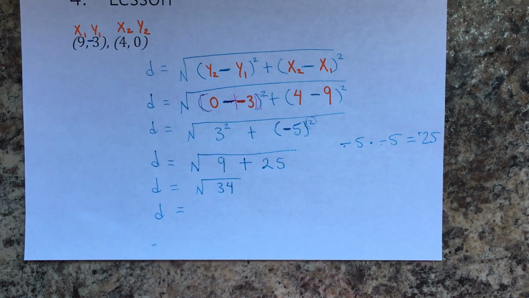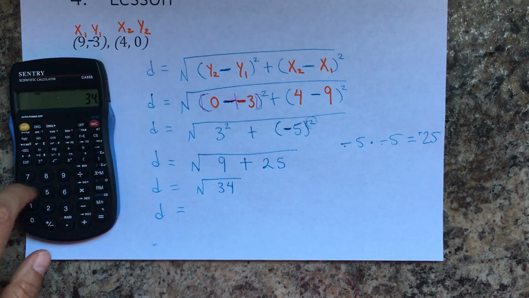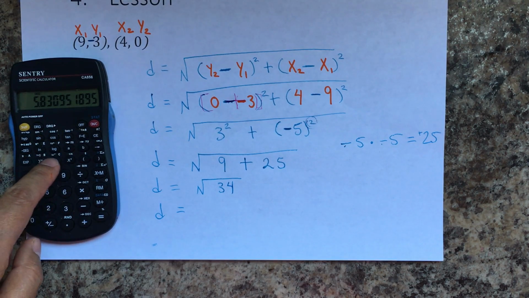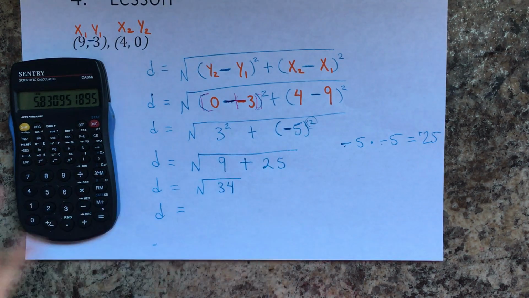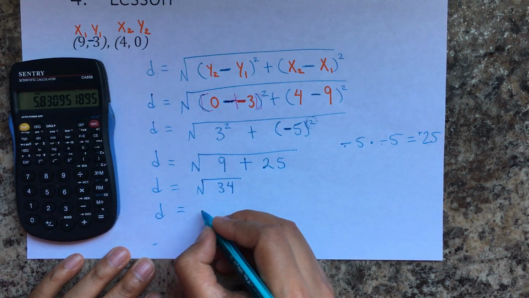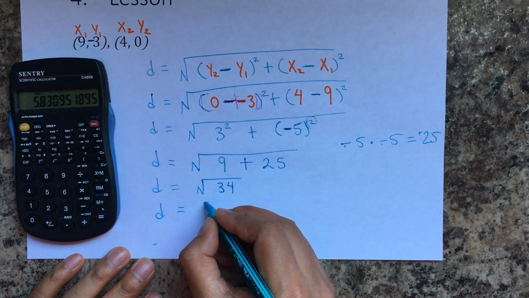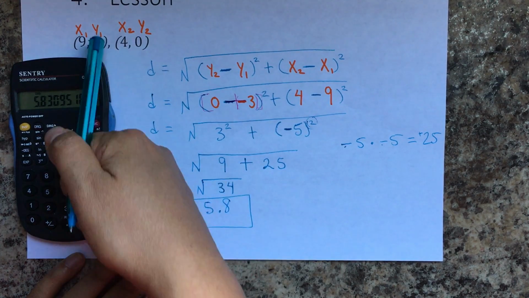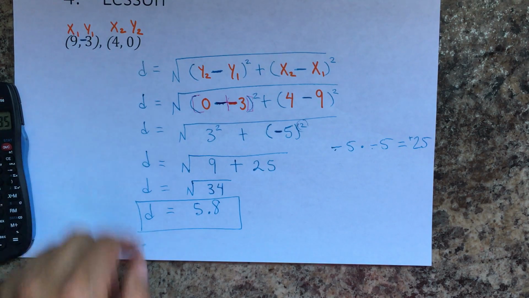And I go to my calculator, and I'm going to press the number and put the square root. I know that for some calculators, first you press the square root, and then the number, and then equal. Okay, so you have to check how your calculator works, what the order is, so that you can try. Okay, so the answer is 5.8. So that's the distance of 9, negative 3 and 4, 0.